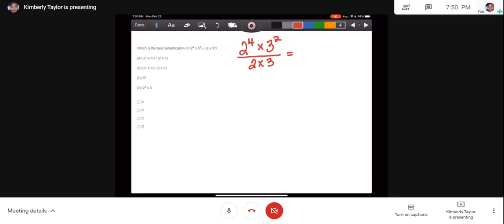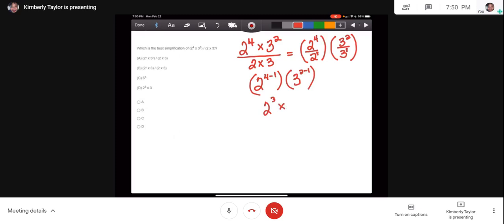When dividing exponents, you can actually do this. 2 to the 4th over 2, and that's going to be an exponent of 1. And then times 3 squared over 3, and that's going to be an exponent of 1. The rule for this is you need to subtract the exponents. Since they have the same base, which is 2, I could say 4 minus 1. And then here I could say 2 minus 1. And so I get 2 to the 3rd times 3. So looking at my answer choices, it's going to be answer choice D.